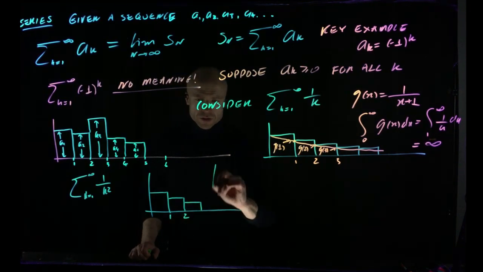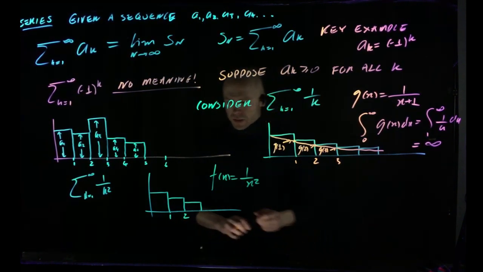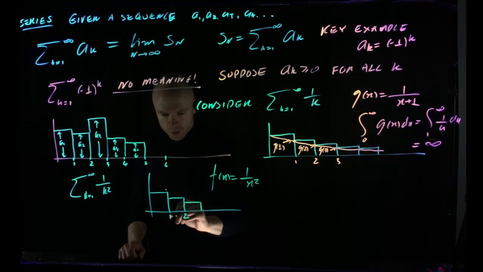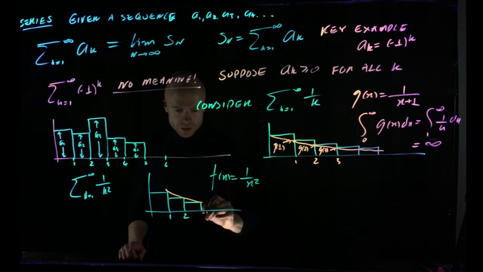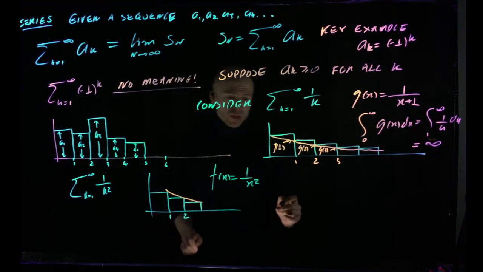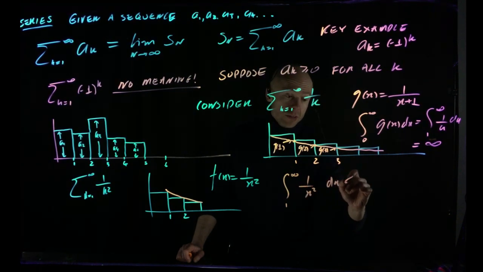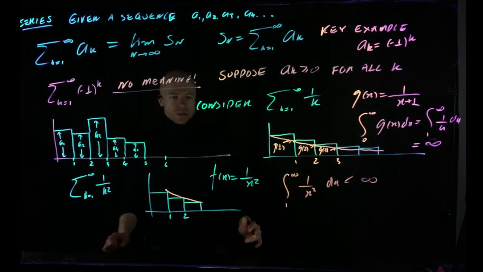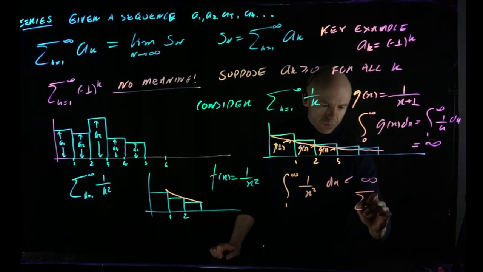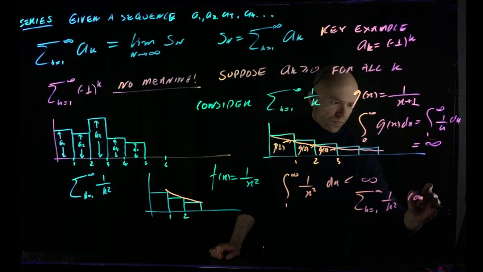But now consider the function f of x equals 1 over x squared. This guy just lives like this. When we are at 1, we are 1. When we are at 2, we are here, 1 over 4. When we are at 3, we're 1 over 9. So this guy lives on top. But the integral from 1 to infinity of 1 over x squared dx is indeed finite. It does converge. So if your step sizes go down like 1 over k squared, then it converges.